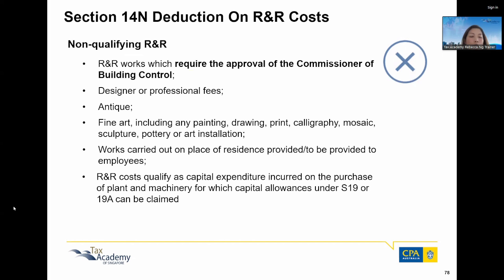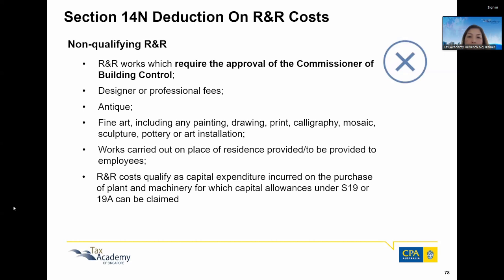Designer and professional fees, antique, fine art, and work carried out on the place of residence provided to an employee. Just now I mentioned staff accommodation. These are not qualifying R&R costs. And R&R costs that qualify as expenditure incurred on the purchase of plant and machinery for which capital allowance has been claimed under Section 19 or Section 19A are also not allowable. Because you would have already claimed the capital allowance on that cost, this cost itself cannot be claimed again under Section 14N.